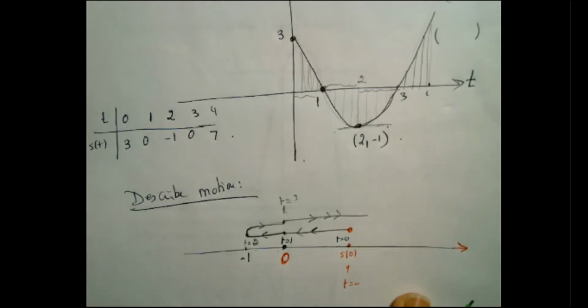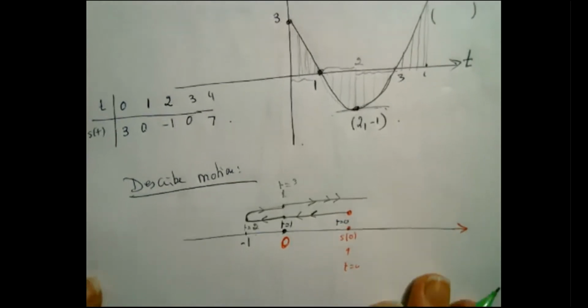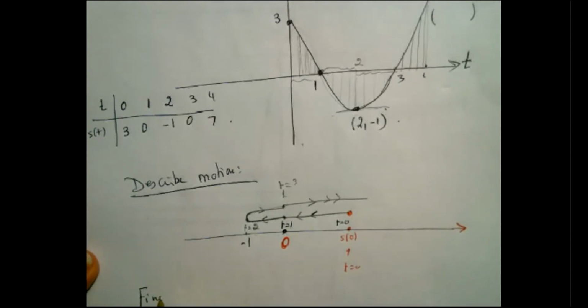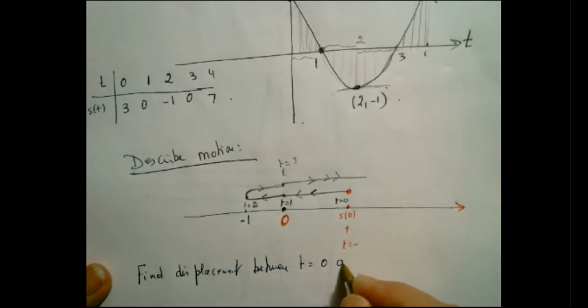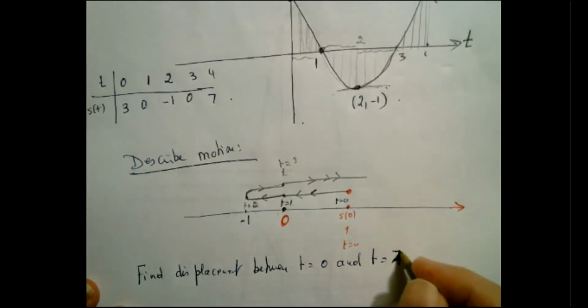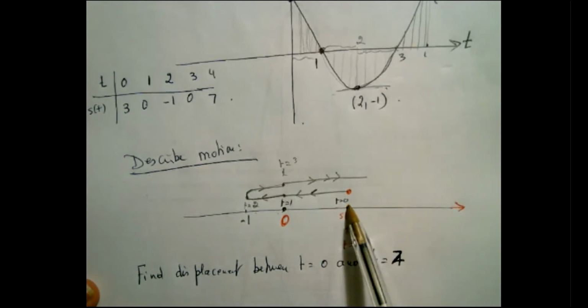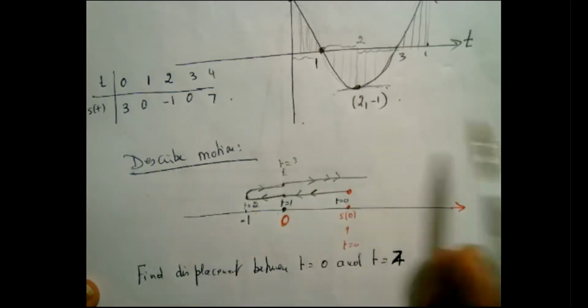Now, a little bit about the displacement. So suppose I ask you, find the displacement, or the change in position, between t equal to 0 and t equal to 1. Okay, or let us say t equal to 2. So find the displacement between the time t equal to 0 and the time t equal to 2.